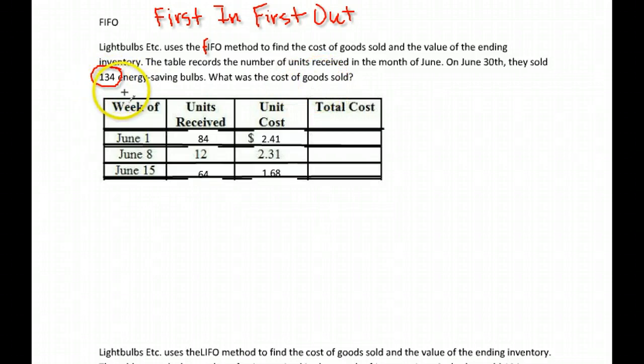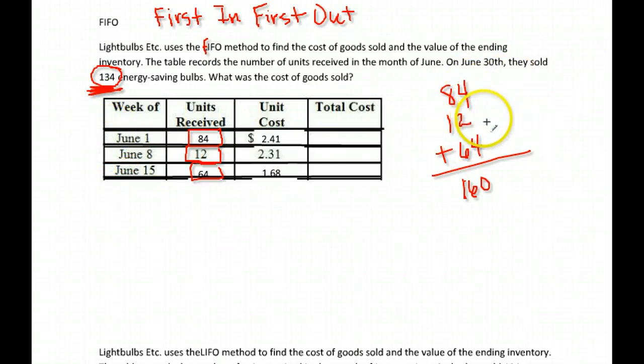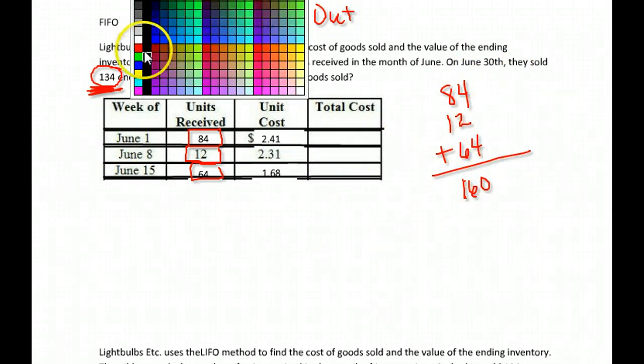They sold 134. So what we do is we go through and say, okay, if we sell the first 84, we're going first in, first out. So first we would sell those 84. Then we would sell these 12 that we got. And finally we would sell that last 64. How many total is that? Well, that's 160 items. We only sold 134 of those. So we need to make a cutoff point here. Let's find out how many we have left over.